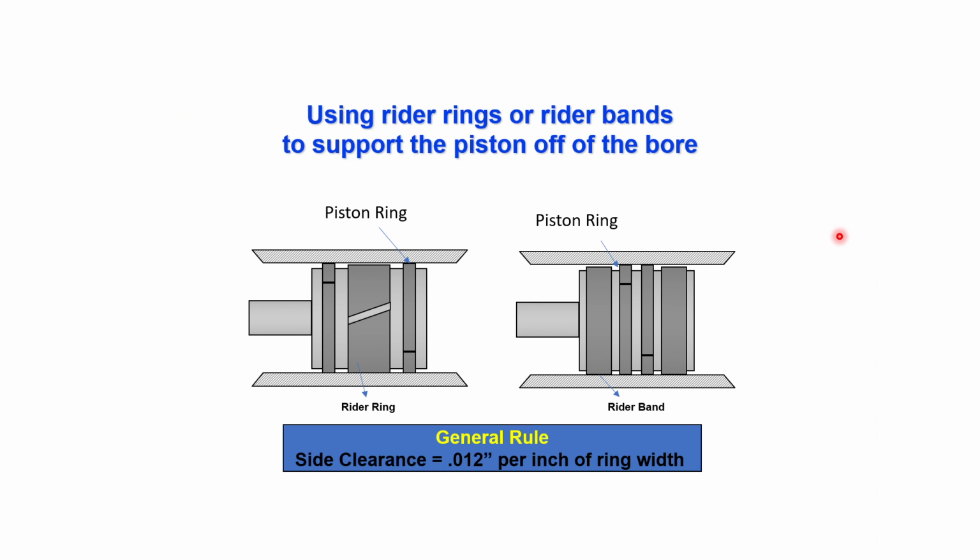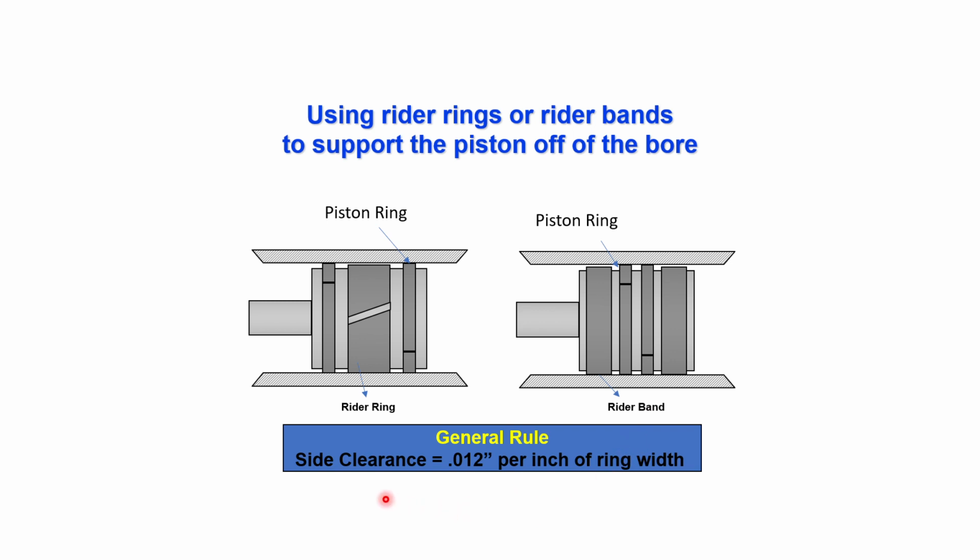Now in very big compressors, piston rings cannot take all the loads. So rider rings are provided in all big compressors, and they can be provided in two ways. What we see on the left hand side is that the rider ring is in the center and the piston rings are on the outer side. Whereas on the right hand side, which is for a very big compressor, there are two rider rings outside and the piston rings are in between the rider rings.